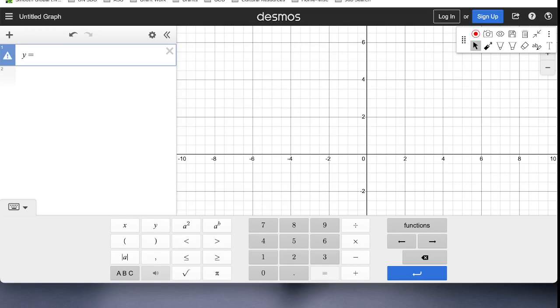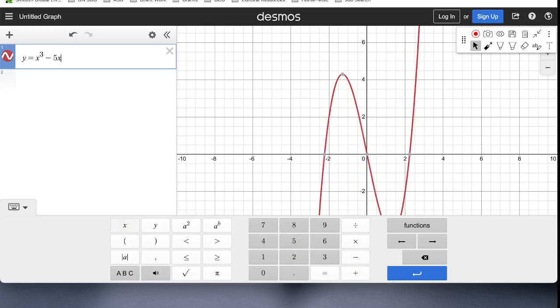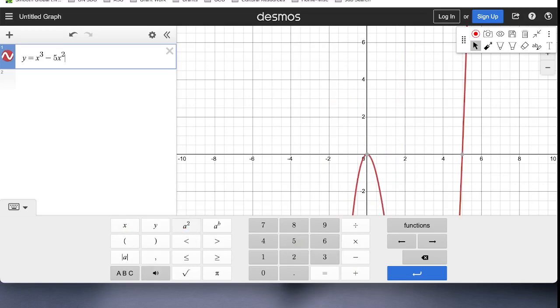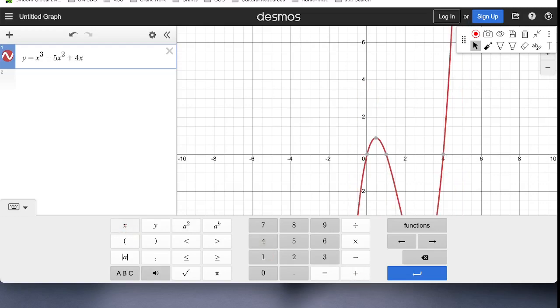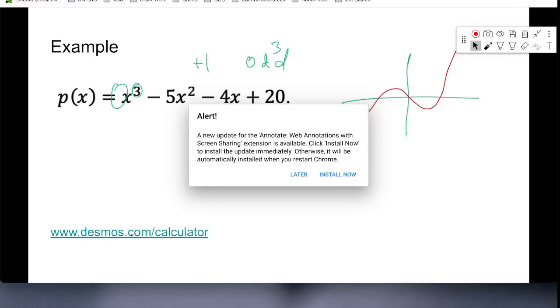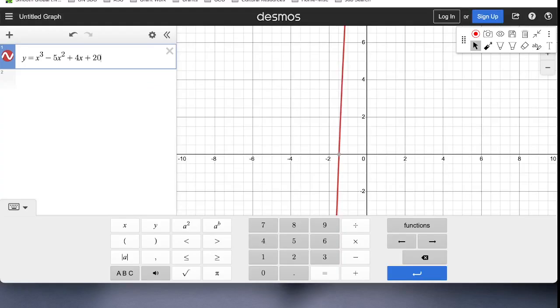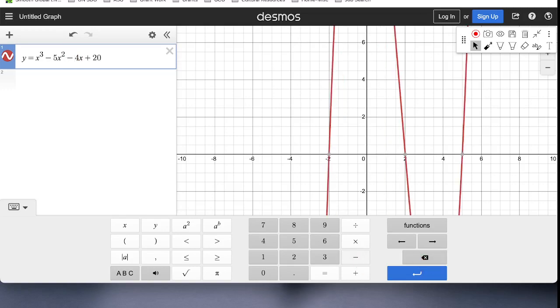x cubed, right, to the third, and then I think minus 5x squared. I'll have to go back and check, I can't remember if it was plus or minus. I think it was plus 4x, and I think it was plus 20. But let's go back and check. Negative, oh, negative 4x as well, and a plus 20. Which one am I working? Yeah. So change that positive to a negative.